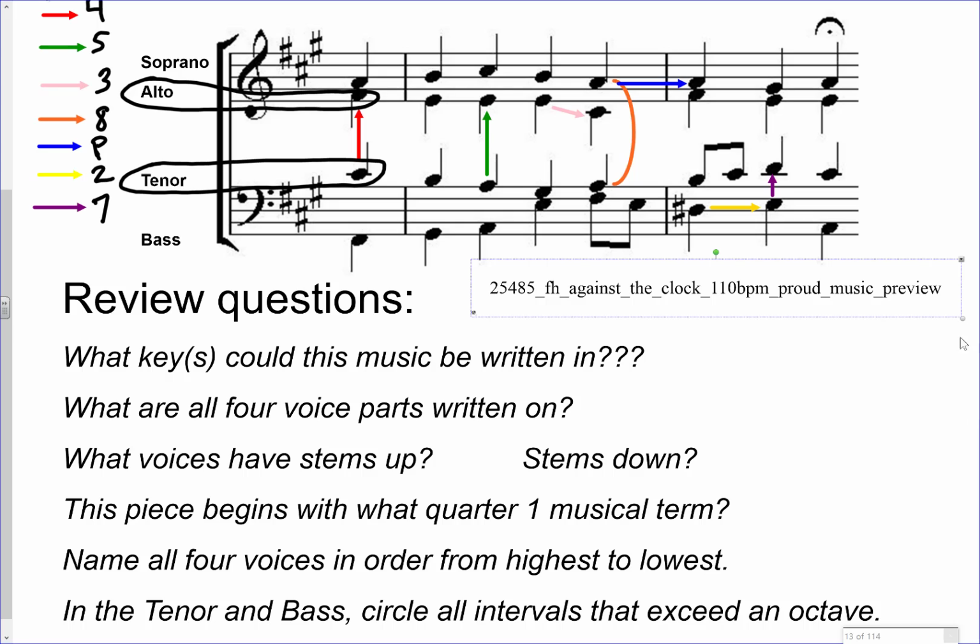Okay, college, let's check your answers to these questions here and see how you did. So the first question, what key or keys could this music be written in? Well, if I look at the key signature, I can determine the major key and the minor key. So I would say 3 sharps could be A major or F sharp minor. What are all the 4 voice parts written on? Hopefully you didn't say the staff. Hopefully you said a grand staff, because we're using both the treble clef and bass clef, and it's bracketed by a brace.